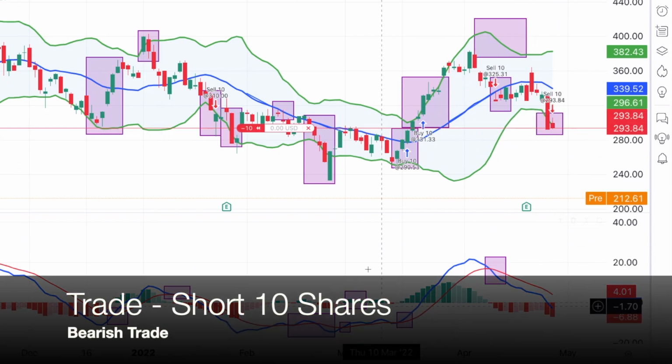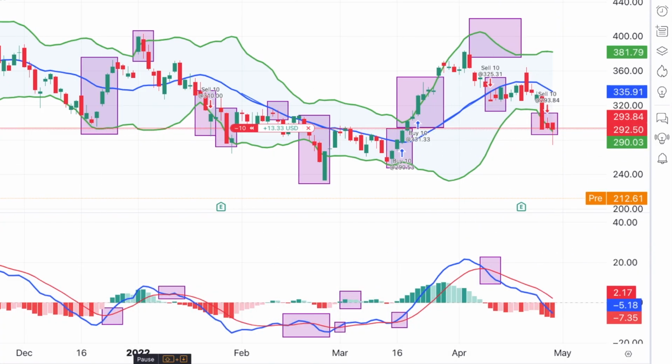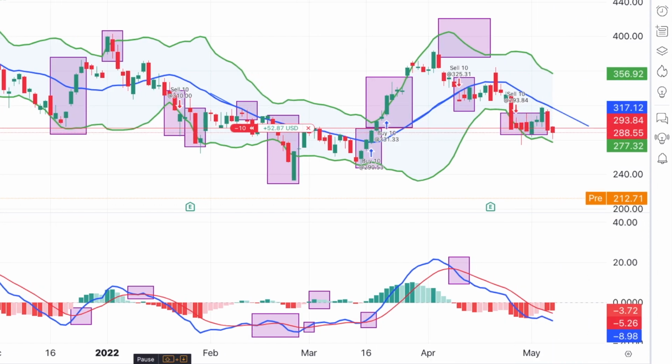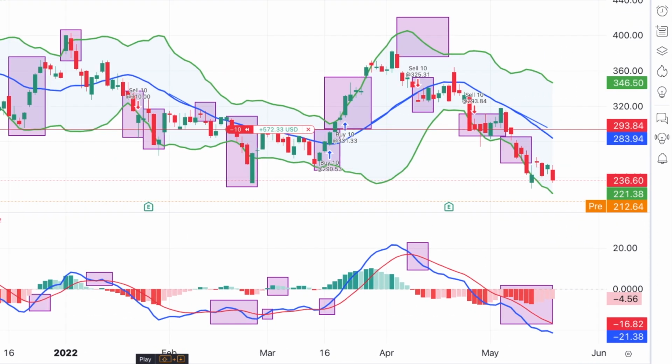A bearish breakout on Bollinger Band, and this is following a MACD crossover. So this is again, both our conditions are met. We will take a short position in the direction of the trade.